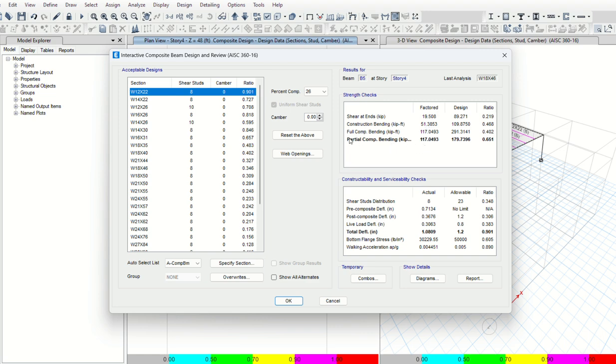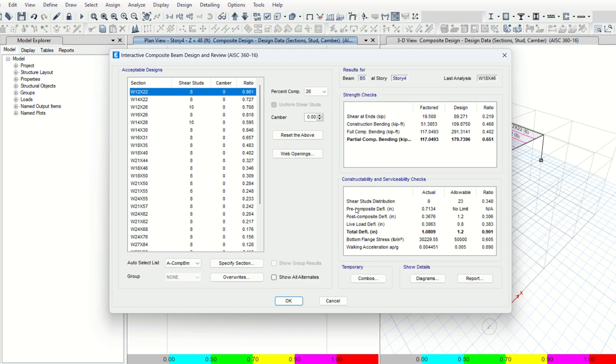After concrete cure, in phase 2, this is the example of W12x22 with the number of studs, which actually provides some partial composite action, and its bending capacity is 179 versus the permanent bending moment under 1.2 dead plus 1.2 superimposed dead load plus 1.6 live load, which is smaller than the capacity. So this is a capacity check. And then the deflection check is happening here.